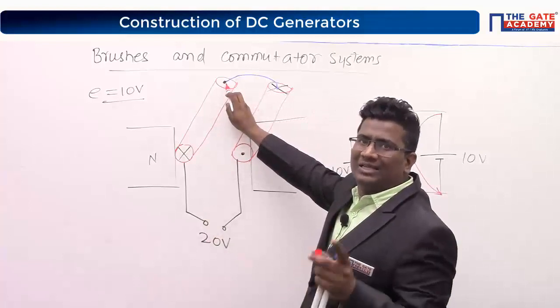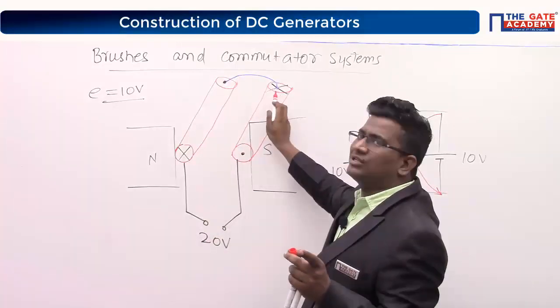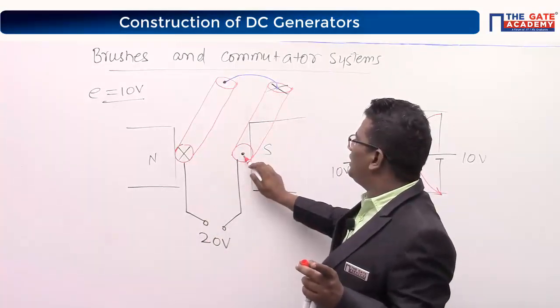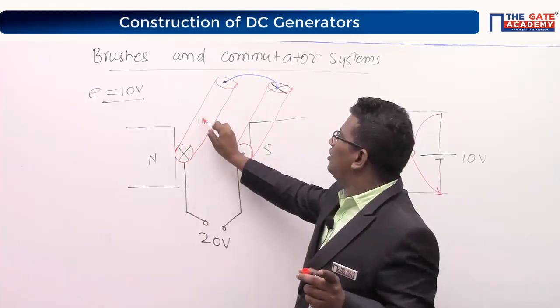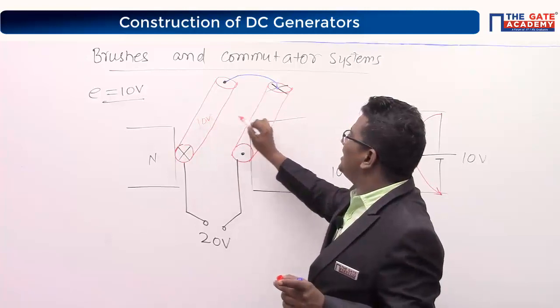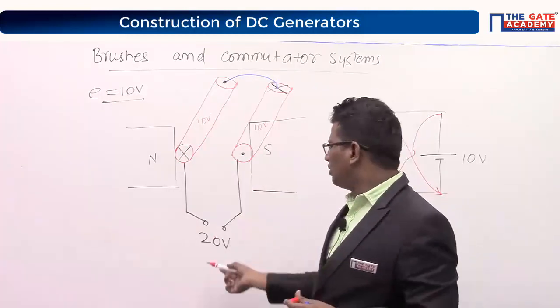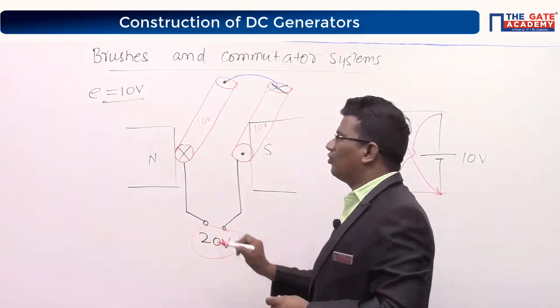Similarly, look here. Dot is nothing but negative, and negative is going to connect to the positive. I have taken one output as negative, one as positive. If this is 10 volts and this is 10 volts, then the resultant is 20 volts. Output is getting 20 volts.